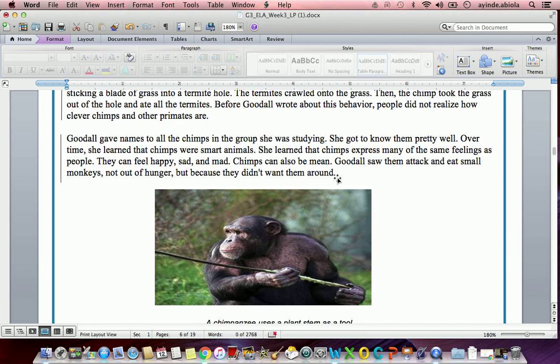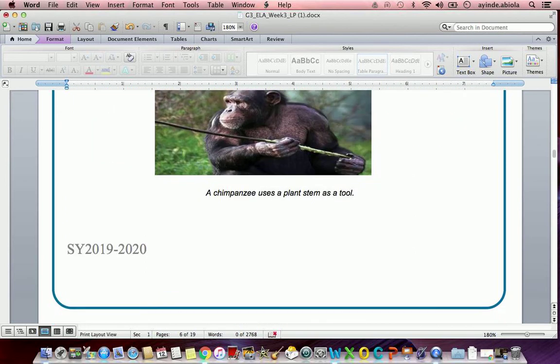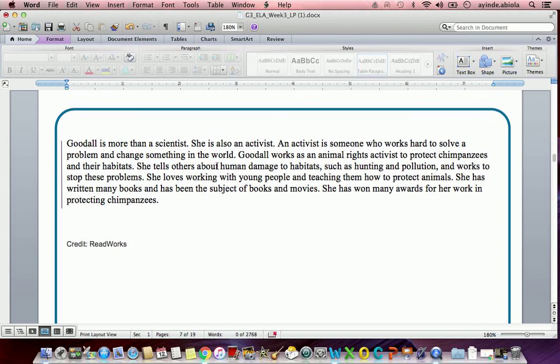So this was mostly about how chimps are very similar to humans. The sentence that captures that the best is that she learned that chimps express many of the same feelings as people. Feel free to underline and keep going to the next sentence, which says they can feel happy, sad, and mad. Or don't, your decision. Let's go to the final paragraph, and then we'll go back up to the top.